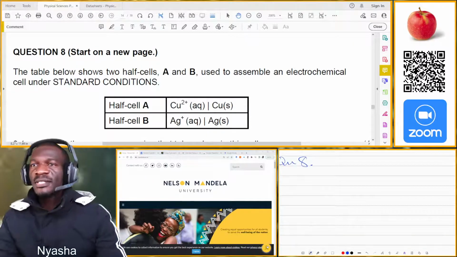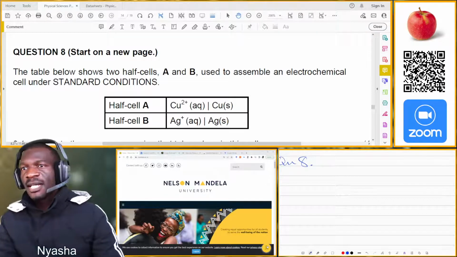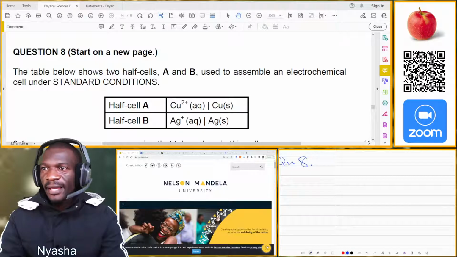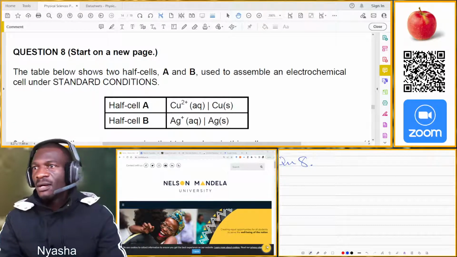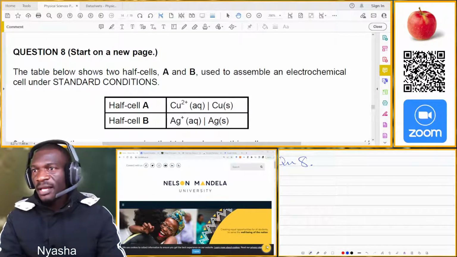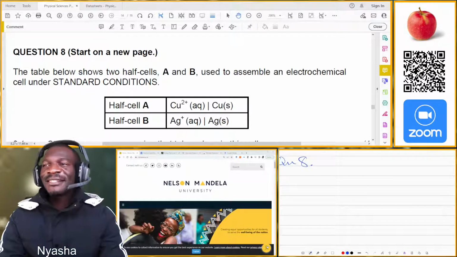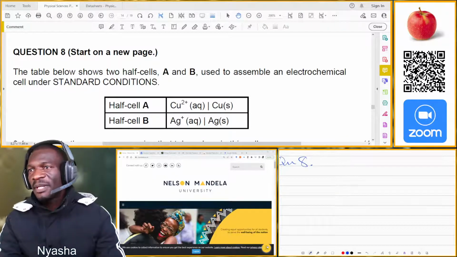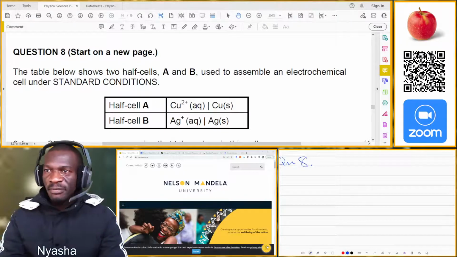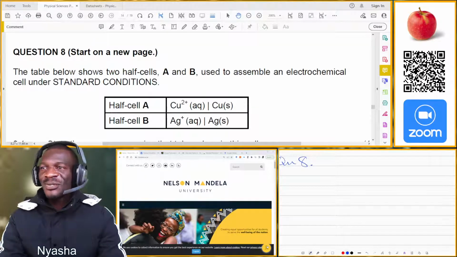Right, so this question reads as follows. This is question number 8. The table shows two half cells, A and B, used to assemble an electrochemical cell under standard conditions. In half cell A, we have copper ions with an interface of the copper metal. In half cell B, we have silver ions with an interface with the silver solid metal.